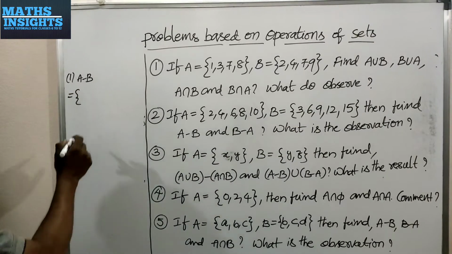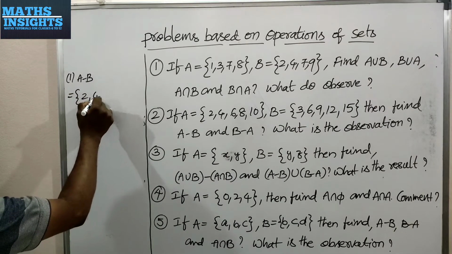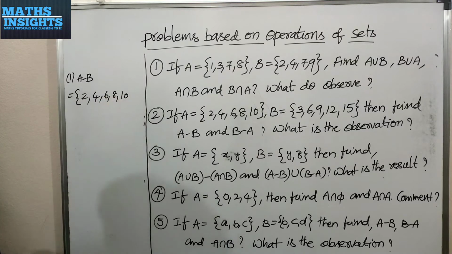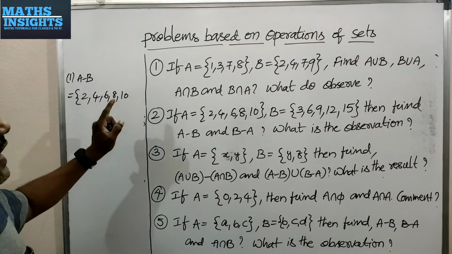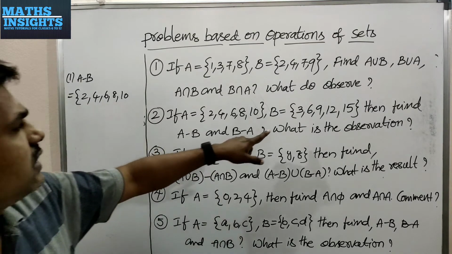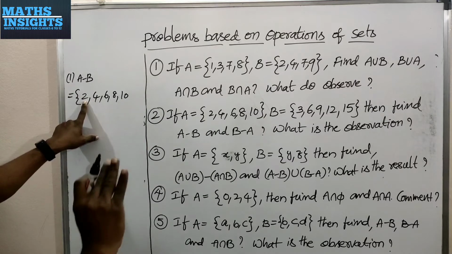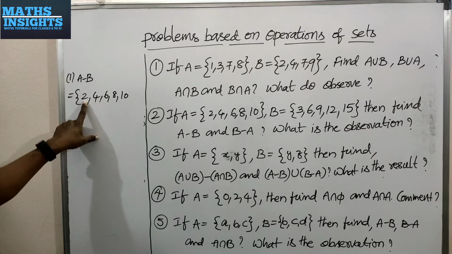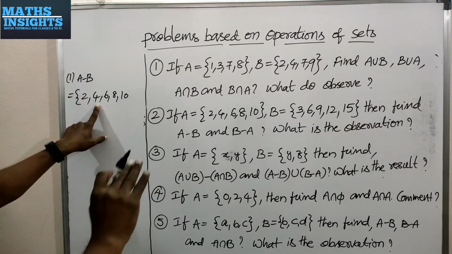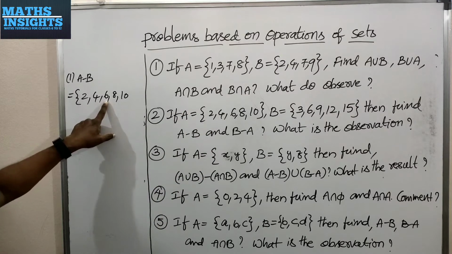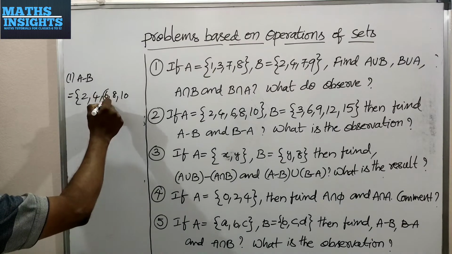So I will write first the elements of A, then I will check whether there is any element which belongs to B. 2 does not belong to B, therefore you may write it. 4 is not also in B, therefore you may write it. 6 is there, therefore 6 should not come here.